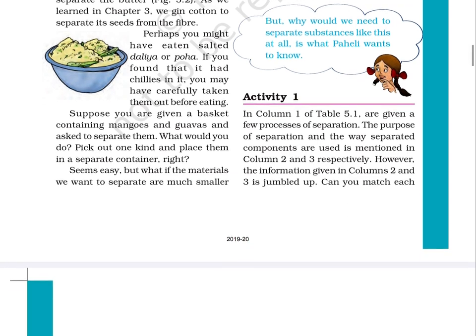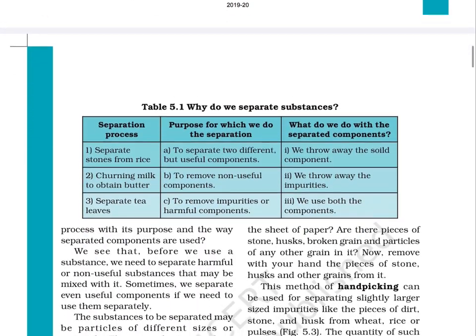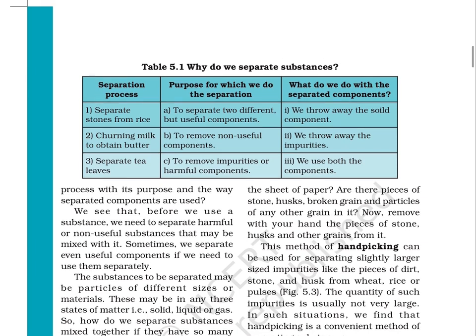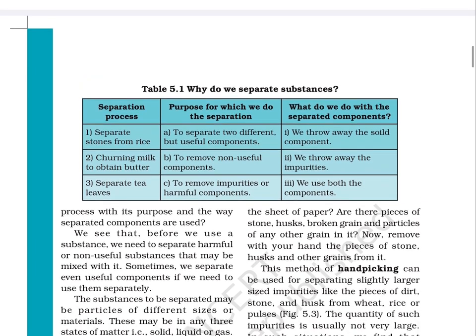Page 36. Table 5.1. Why do we separate substances? There are 3 columns in the table. One is separation process, second is purpose for which we do the separation, and the third one is what do we do with the separated components. 1. Separate stones from rice. A. To separate two different but useful components. 1. We throw away the solid component.